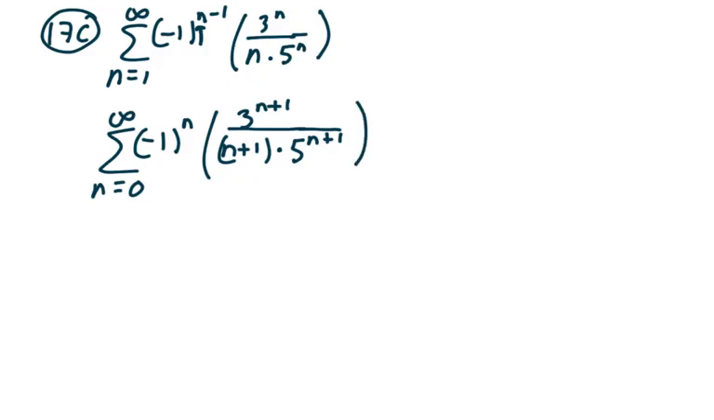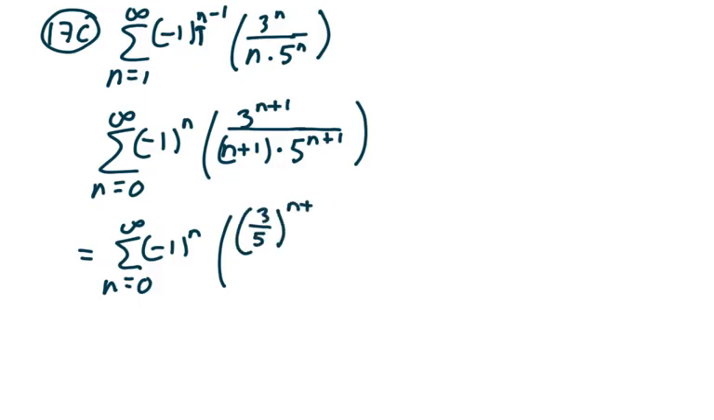I claim it'll be a little easier to see it in this way. This is the summation from n equals 0 to infinity of negative 1 to the n times 3/5 to the n plus 1 divided by n plus 1, like this. I hope that makes sense.